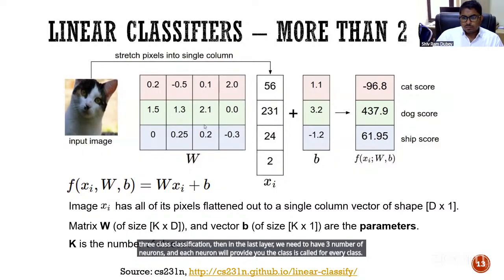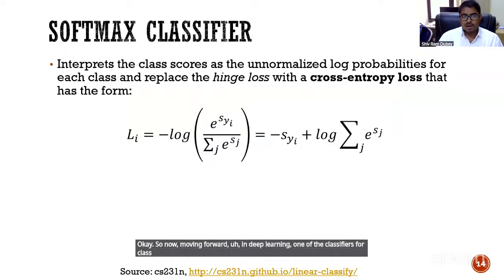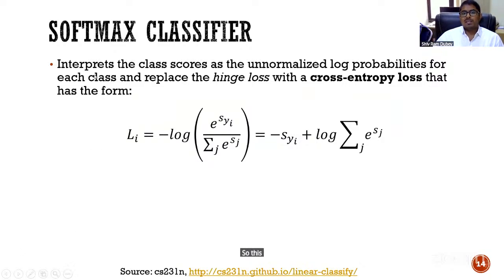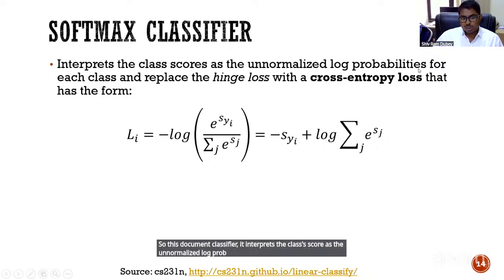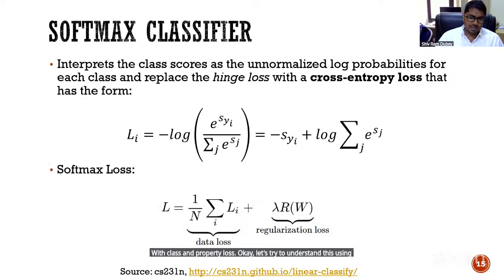Now moving forward, in deep learning, one of the classifiers for classification which is very widely adopted is the Softmax classifier, and we will quickly have a look at it. What is that? The Softmax classifier interprets the class scores as the unnormalized log probabilities for each class and replaces the hinge loss, which comes from the support vector machine, with cross-entropy loss. Let's try to understand this using an example, then it will be very clear.